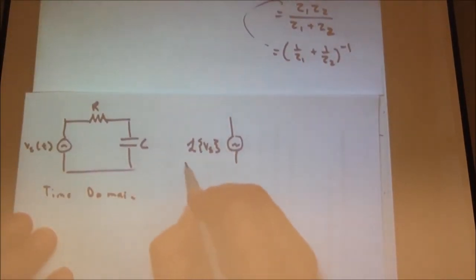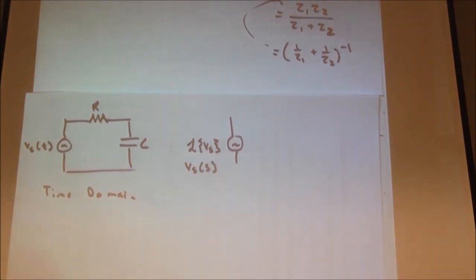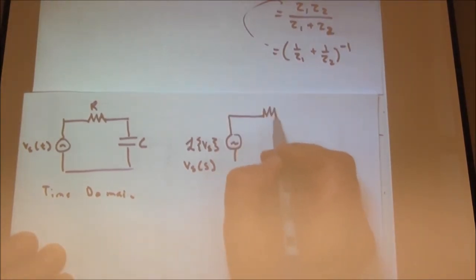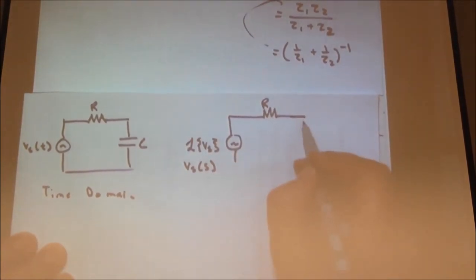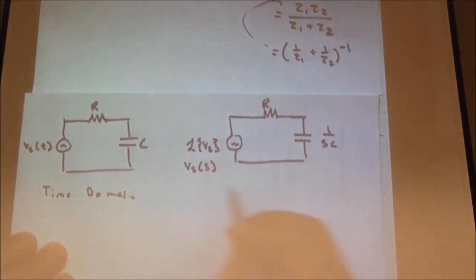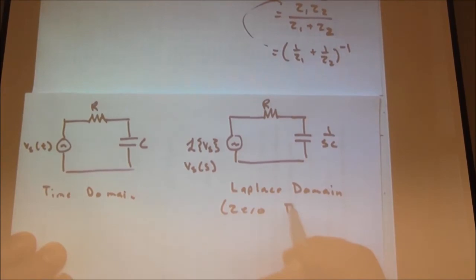Right now, I'll just leave this general as V_s of s. I guess I should probably use something besides s for source. So the subscript s is for source. The argument s is for s domain. Our resistor is still a resistor. And our capacitor now is 1 over sC. And again, I want to qualify, this is a 0 initial condition Laplace domain. 0 IC.